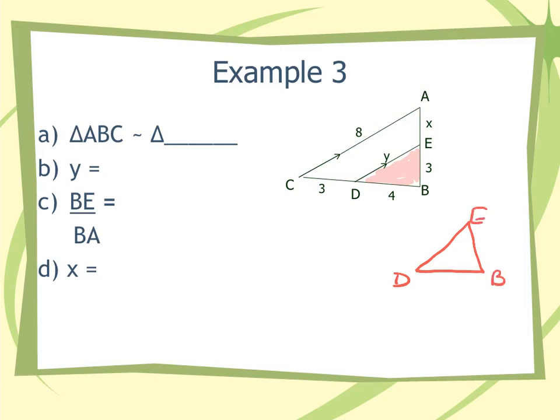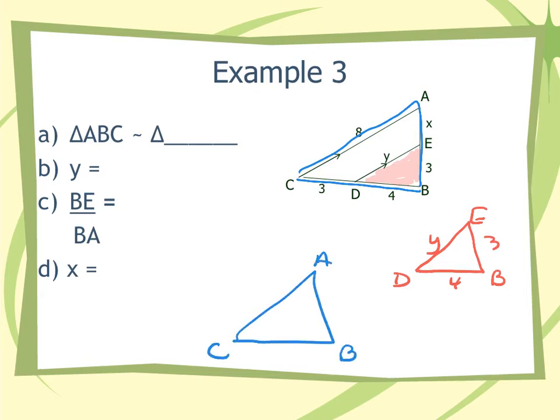DEB, 3, 4, and y. Then I have the large blue one here. And this will be CAB. This side length here is x plus 3. This one will be 8. And this one's 3 plus 4. And this side is 7. So now, again, in order to prove them similar, I need to come up with 2 angles that are congruent. Again, I've got parallel lines marked here.